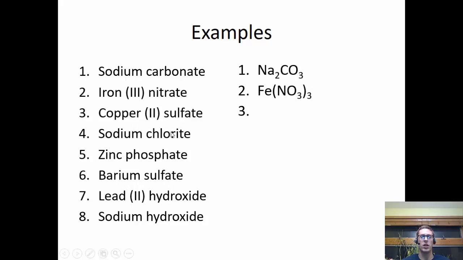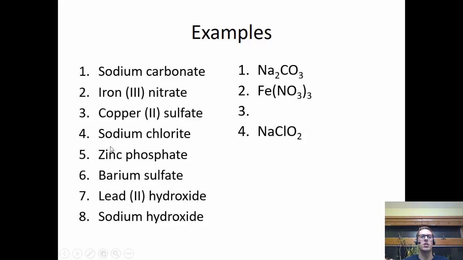Okay, this is going to be a 1+. Chlorite, that's going to be, so it's real easy here. Yeah, because this is a 1+, and this is a 1-. We have NaClO2. They balance each other out.